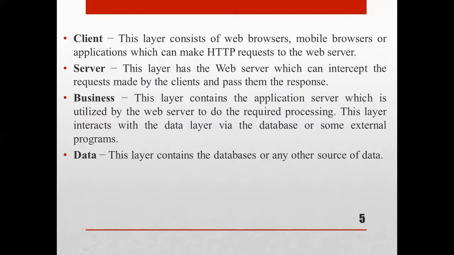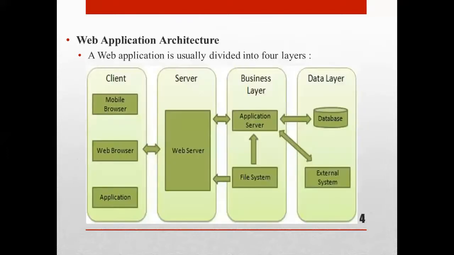Then the last one is the data layer. This layer contains the databases or any other source of data. Here you can see this layer contains the databases and any other sources of data from external systems. These are the four layers of web application.